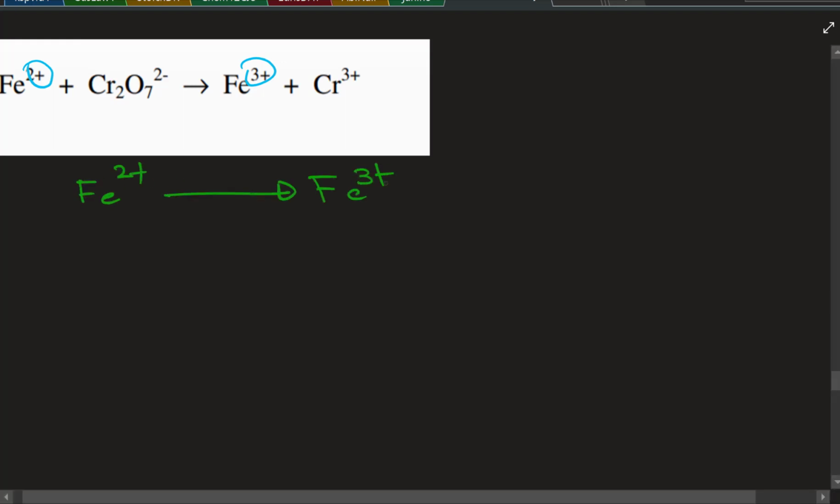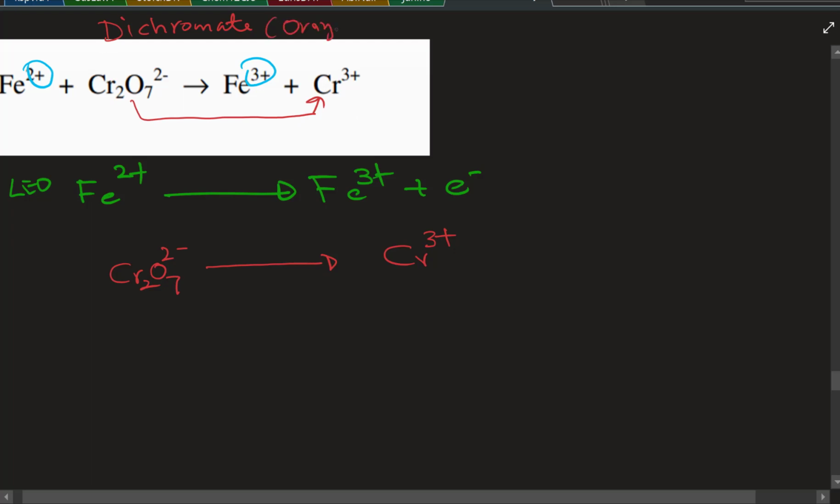Okay, look at this one. Fe2 plus goes to Fe3 plus, then the electron should be here on the right. That's a LEO, right? And then look at the chromium. Cr2O7 2 minus goes to Cr3 plus. Just know dichromate is orange in color. Cr3 plus is green in color. You need to know the colors actually.